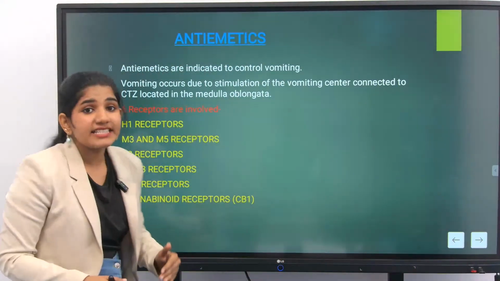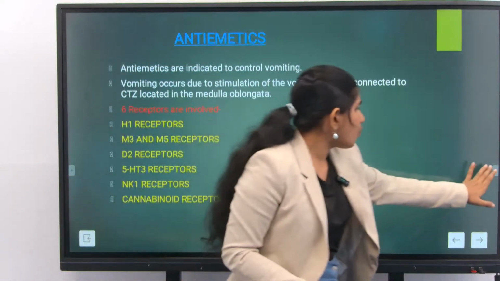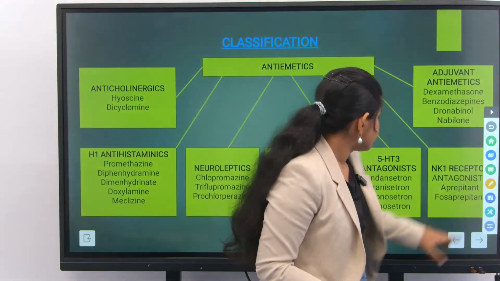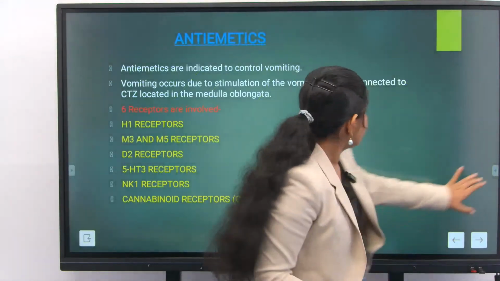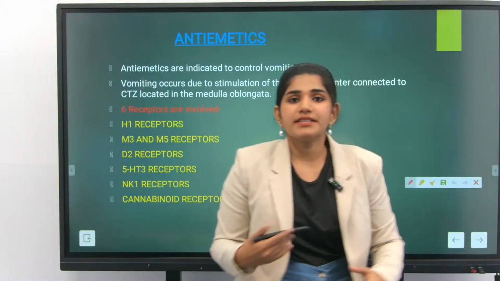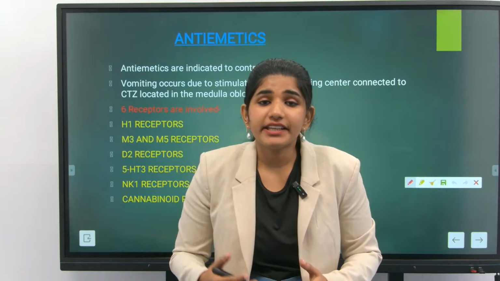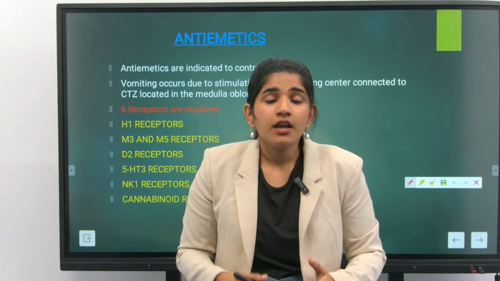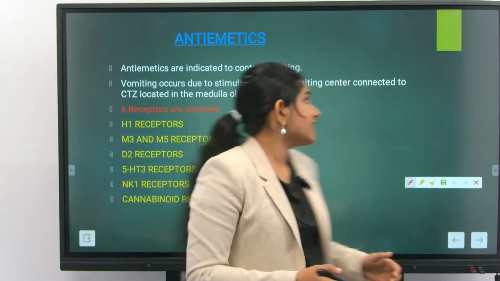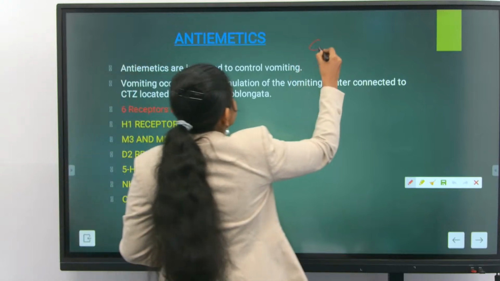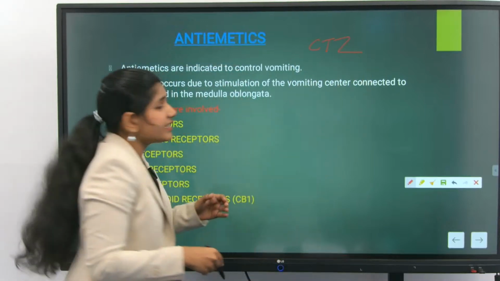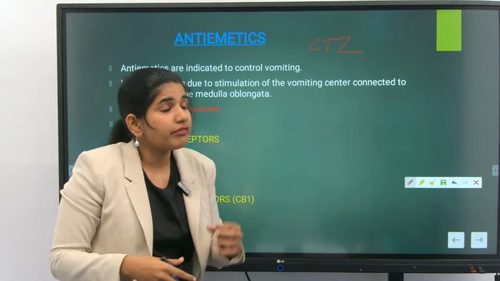Next is antiemetics. So we know what emesis is. Emesis is actually vomiting, right? How is vomiting occurring? Mainly because of the CTZ, the chemoreceptor trigger zone. So vomiting occurs due to the stimulation of any of the receptors.